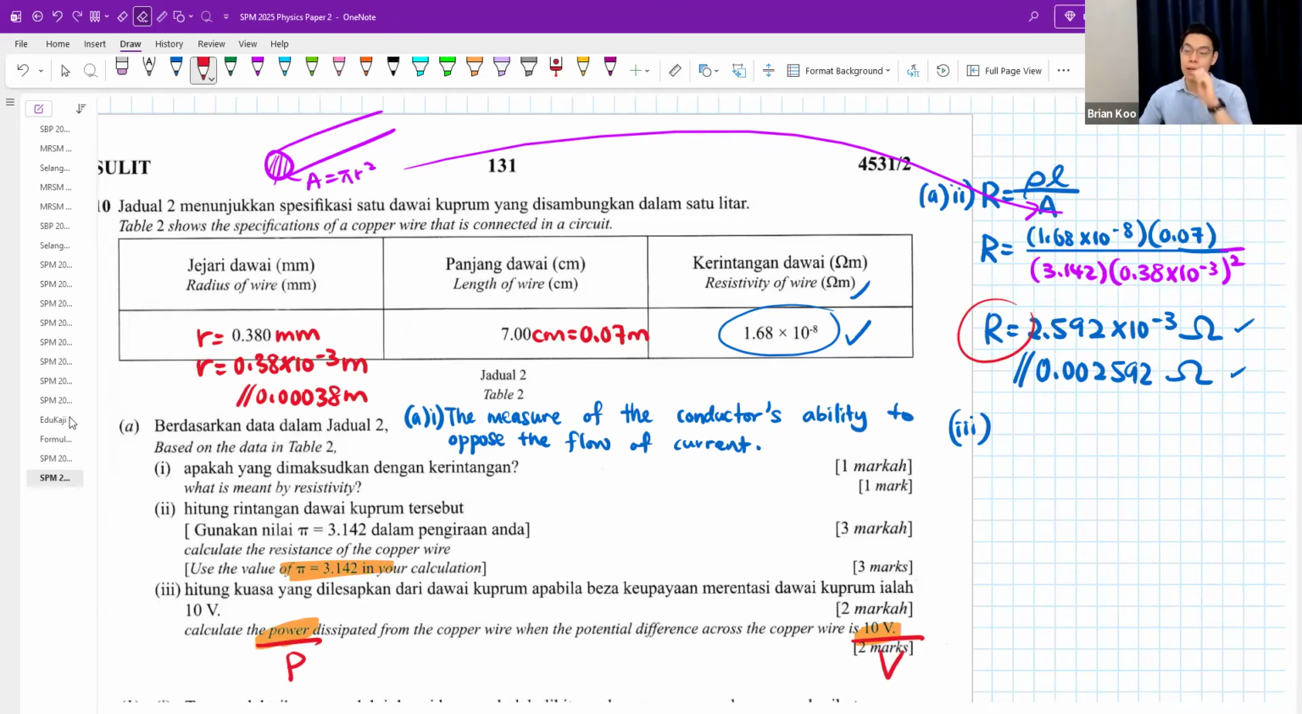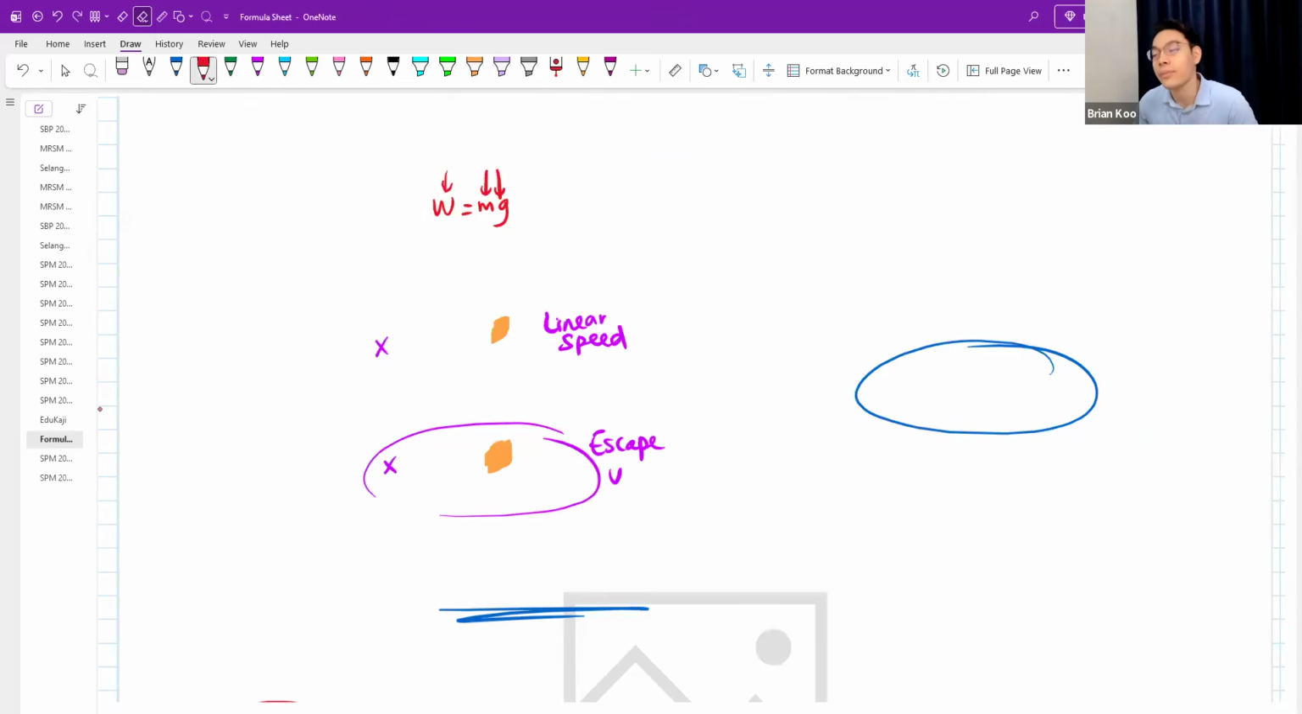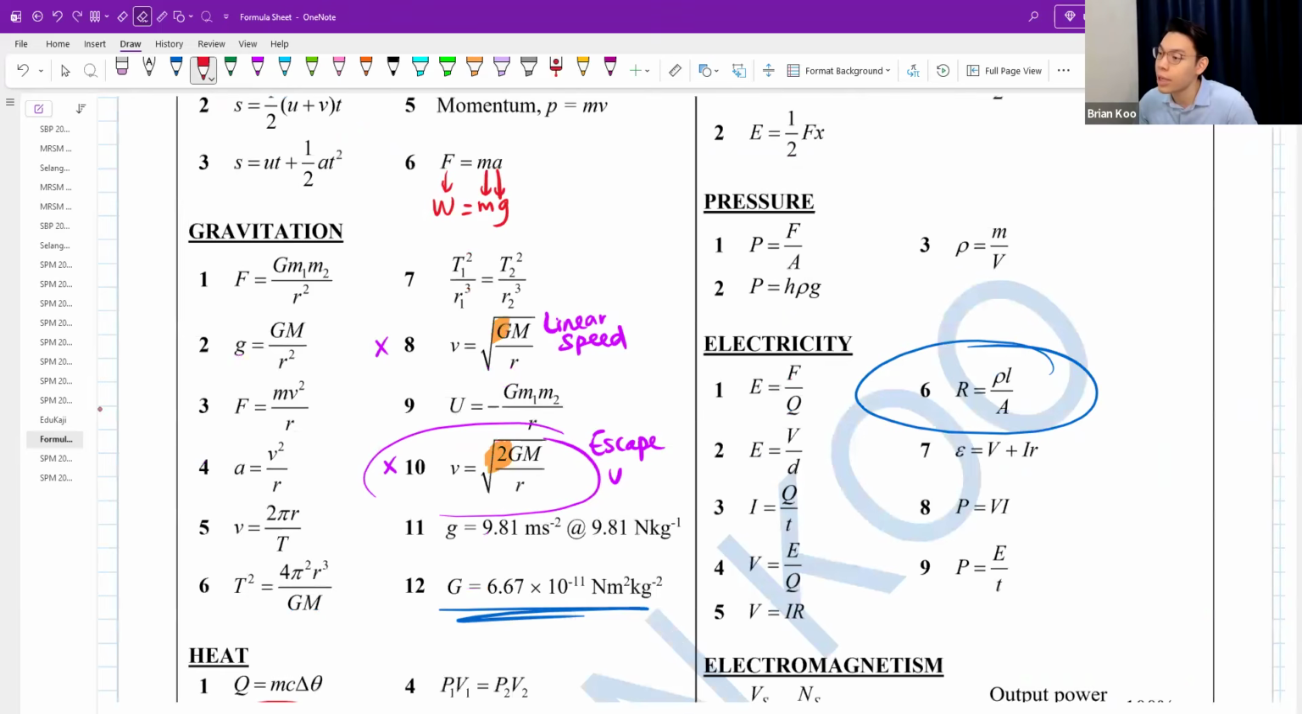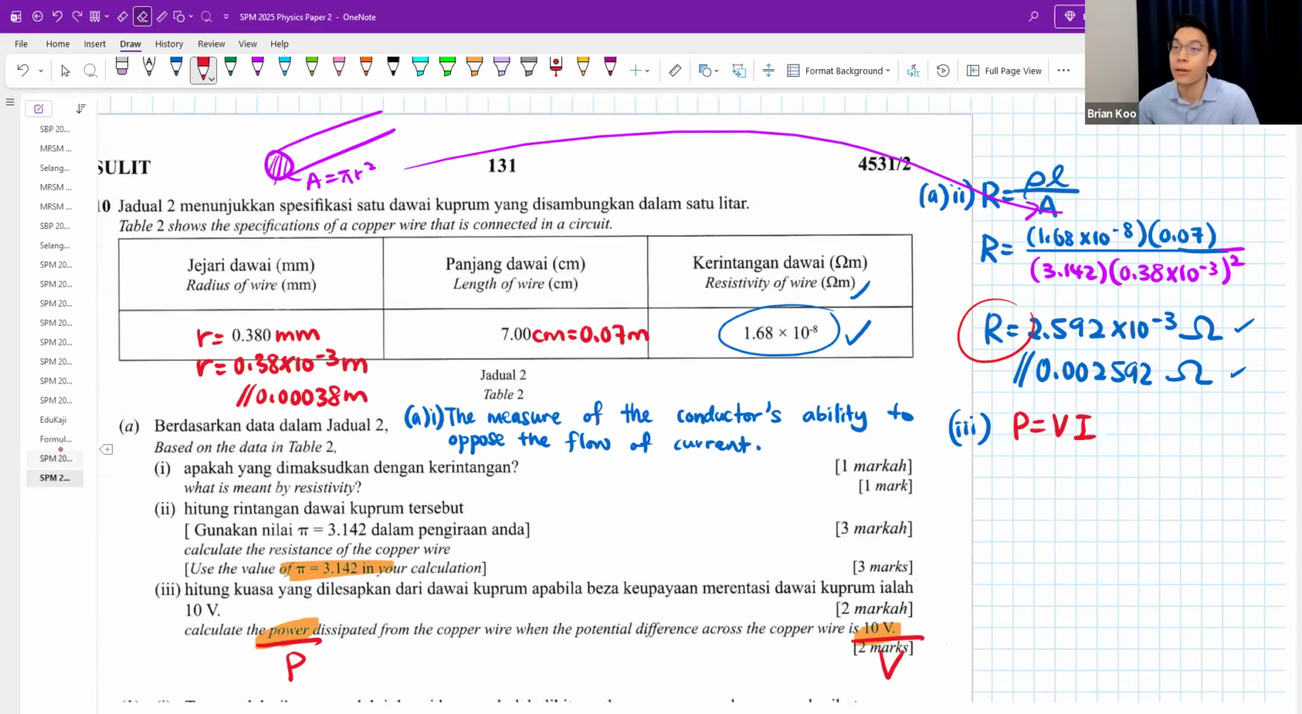If you look at the formula sheet, power only got these two. This one is voltage and current. But right now you have voltage and resistance. So how? You can take this formula. You either go and find out what is your current, or you go and substitute the current away because you don't have current. And according to V equals to IR, current is V over R.